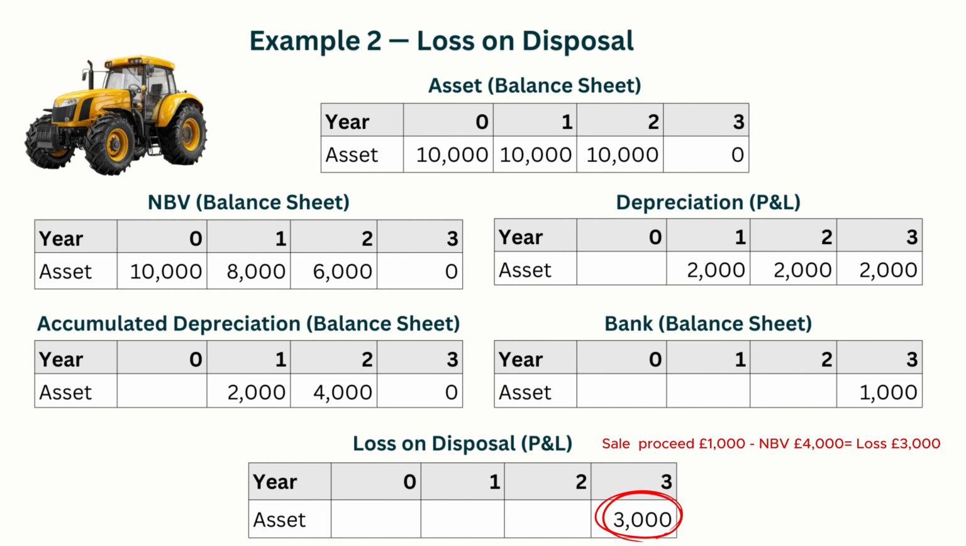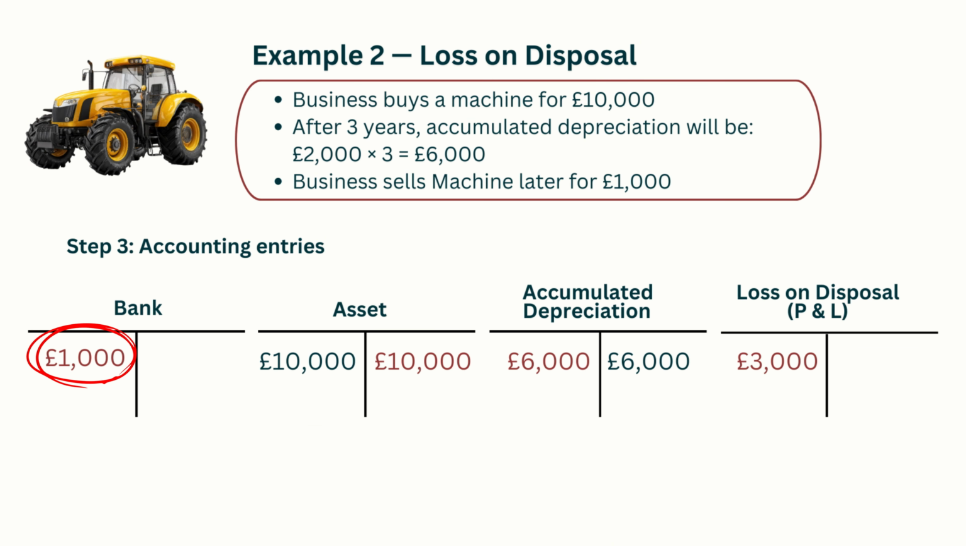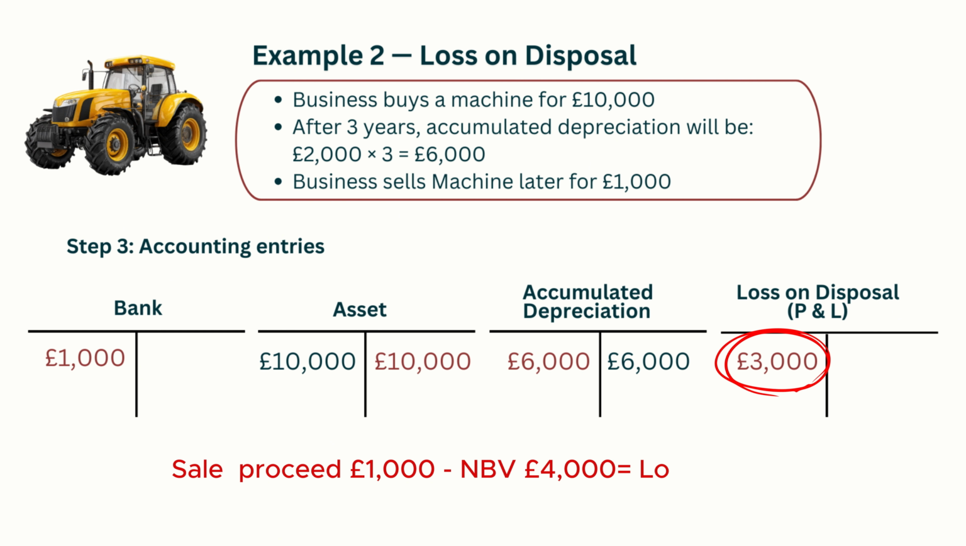Now, let's record the accounting entries. We debit bank with £1,000, cash received. We credit the asset with £10,000, removing it at cost. We debit accumulated depreciation with £6,000, removing it. The £3,000 difference is a loss, so we debit profit and loss. This is the only difference from the profit example. The loss is debited, not credited.